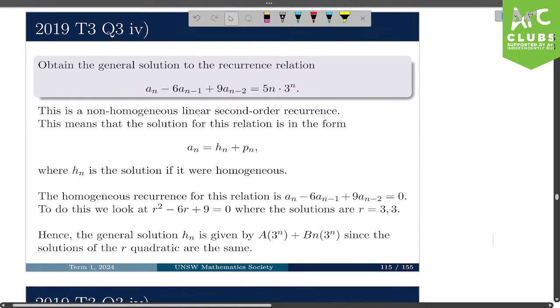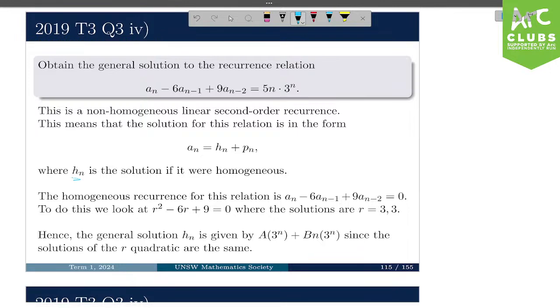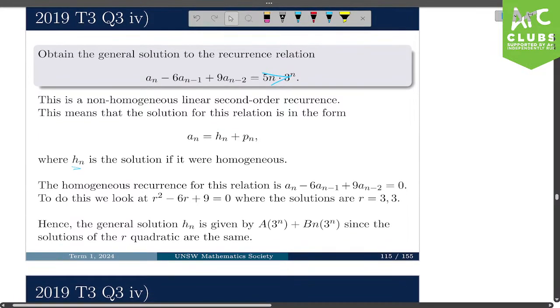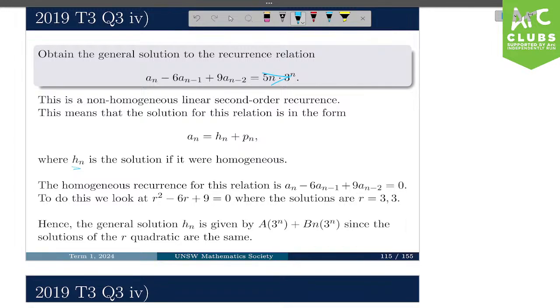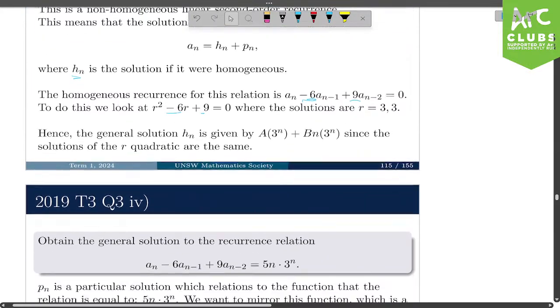So first we solve the homogeneous, because this is a lot easier to do. Let's just say this wasn't here. So a_n - 6a_{n-1} + 9a_{n-2} = 0. We look at our characteristic polynomial, which is r^2 - 6r + 9, because it's the same coefficients here. And we get that the solutions are 3 and 3. Since the solutions are the same, we know that our H_n is in the form of a times 3^n plus bn times 3^n.